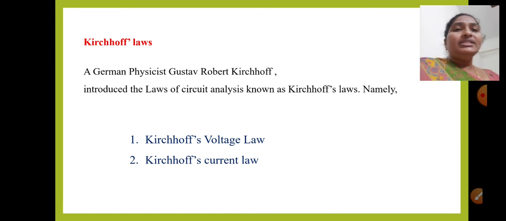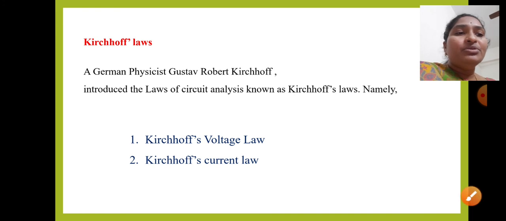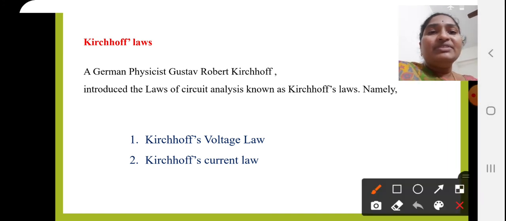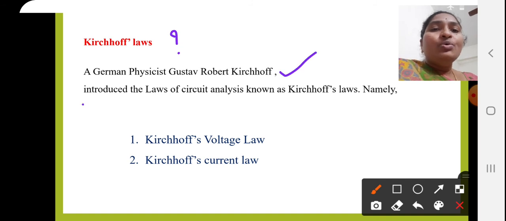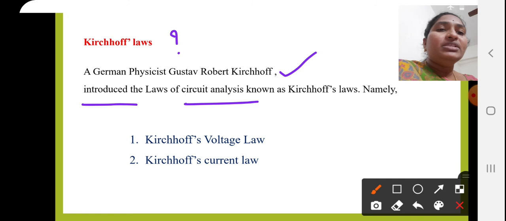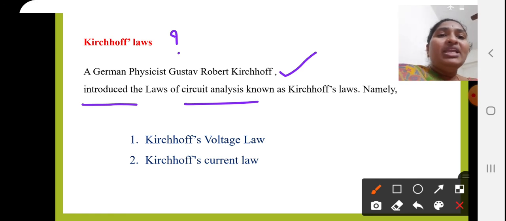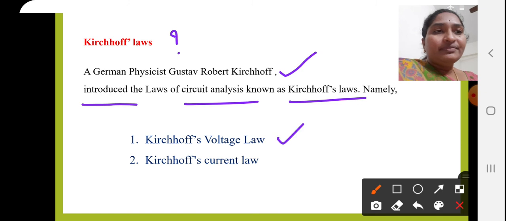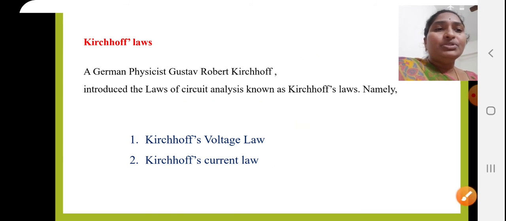Next, let us go for Kirchhoff's voltage law and Kirchhoff's current law. Before going to the voltage law and current law, we need to know about these Kirchhoff's laws. Kirchhoff is the scientist's name. A German physicist, Gustav Robert Kirchhoff, introduced the laws of circuit analysis. In order to analyze any electrical circuit, he proposed two different laws, known as Kirchhoff's laws, namely Kirchhoff's voltage law and Kirchhoff's current law. Now let us see what the statements are and how to apply these laws to an electric circuit.